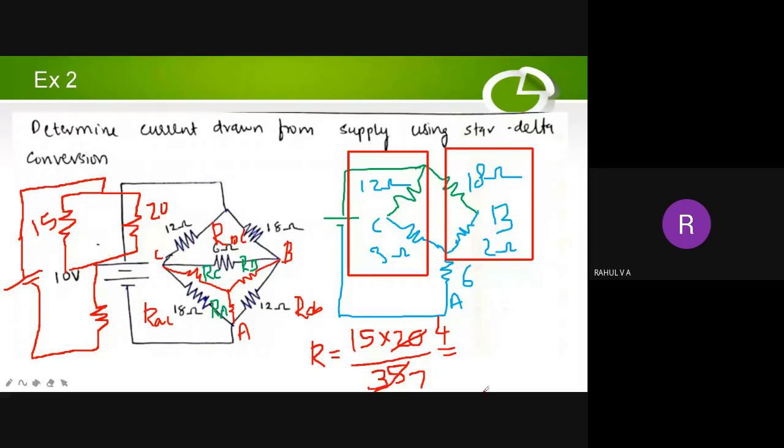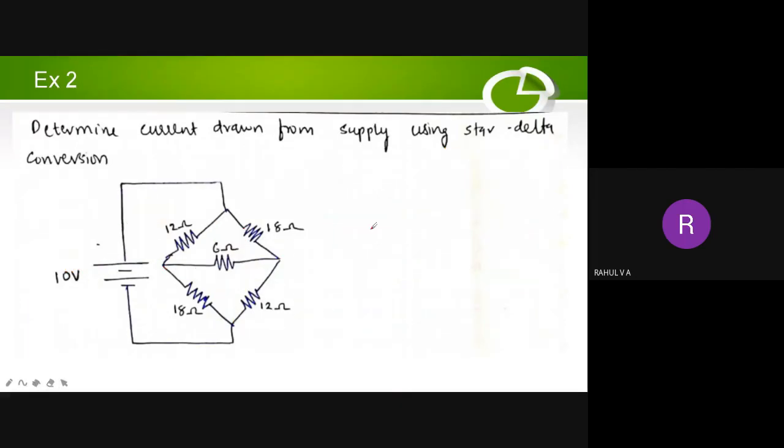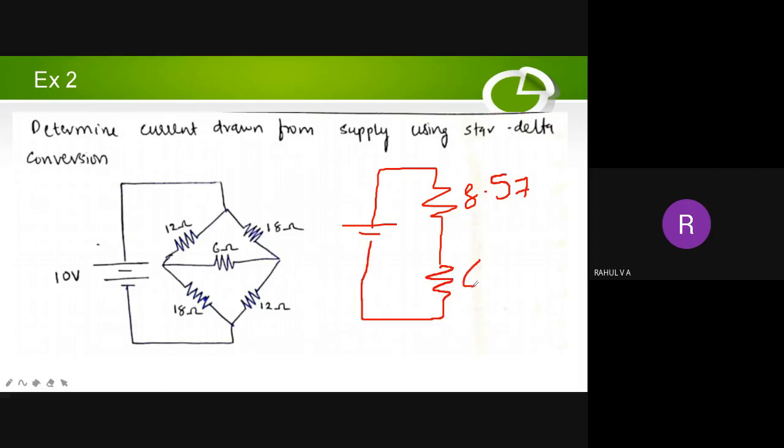8.57. Okay, so the new resistor value you got after simplifying the parallel combination is 8.57. And then also you have 6 ohm resistor in series with this resistor. Again, if you look at this diagram now, this 6 ohm and 8.57 is in series. So if you add, what you will get is 14.57.